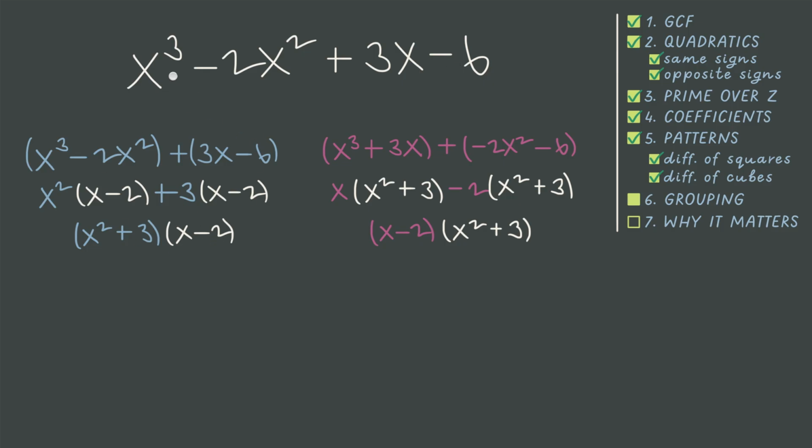We can also group together the x cubed and the 3x term because they share a common factor of x, and the negative 2x squared and negative 6 term because they share a common factor of negative 2. It doesn't matter what the common factor is, as long as both groups have a common factor. So here when we group the terms this way, we pull out the common factor from each group, and what we're left with is the opposite scenario.